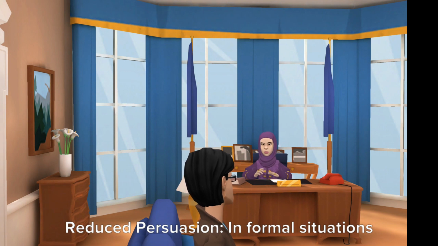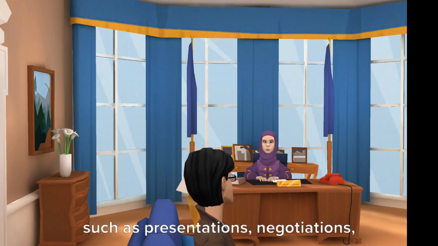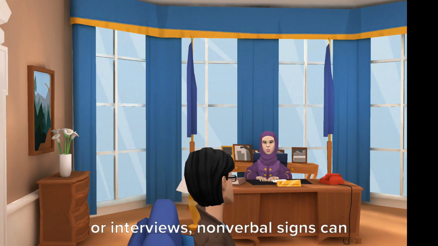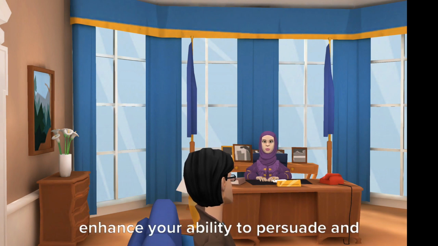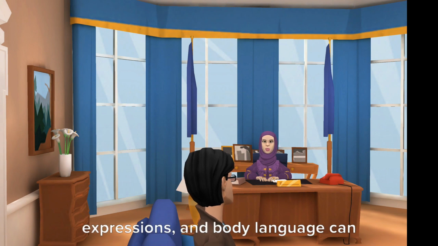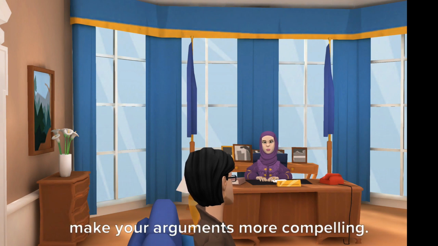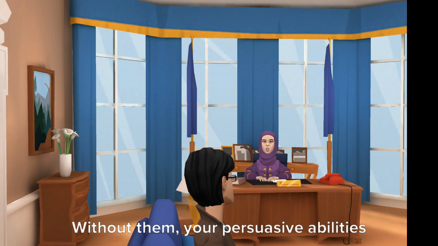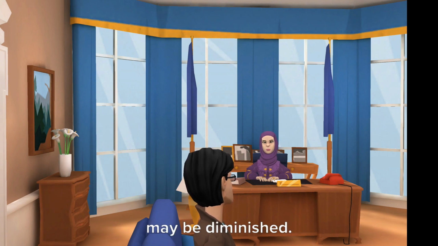3. Reduced persuasion. In formal situations such as presentations, negotiations, or interviews, nonverbal signs can enhance your ability to persuade and influence others. Effective use of gestures, facial expressions, and body language can make your arguments more compelling. Without them, your persuasive abilities may be diminished.